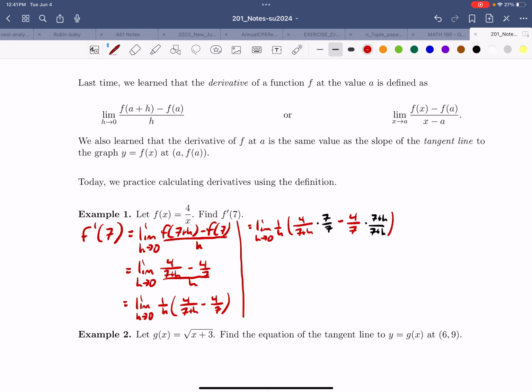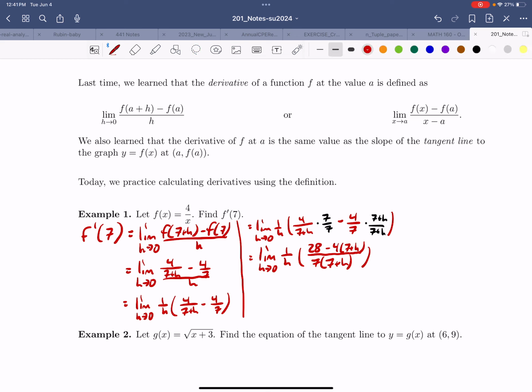And so then anyway, the whole point of a common denominator is that it's going to wind up giving us something a lot nicer. We can put it all over one common denominator, which is 7 times 7 plus h. And so we're going to get 4 times 7, which is 28, minus 4 times 7 plus h. So we get that.